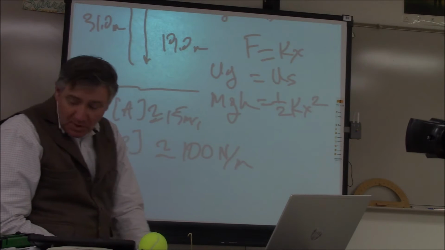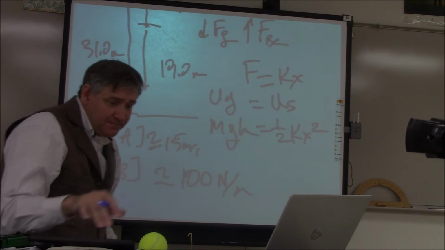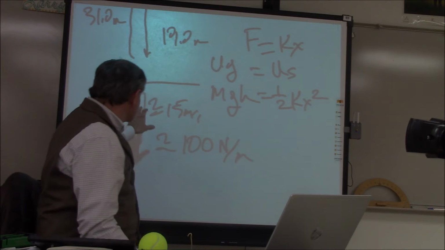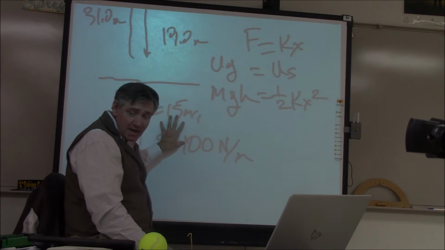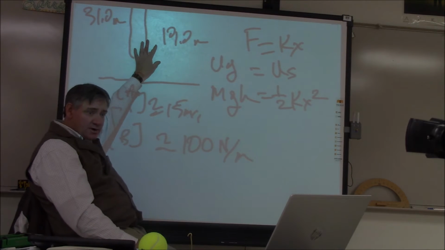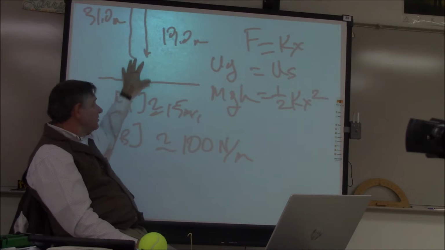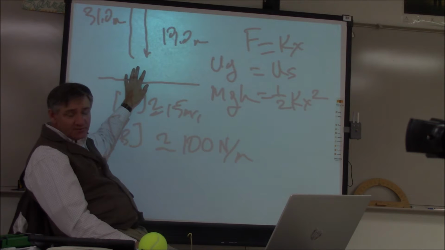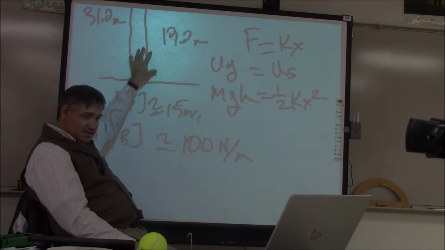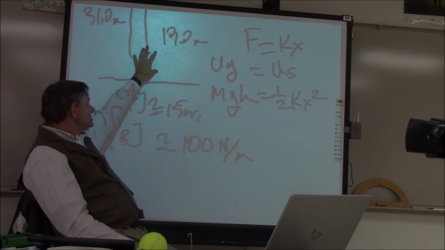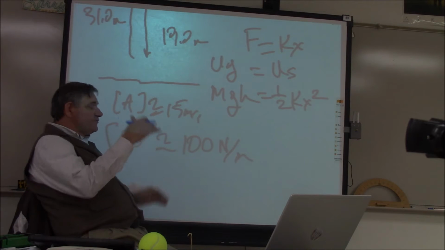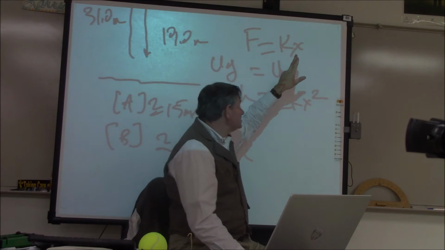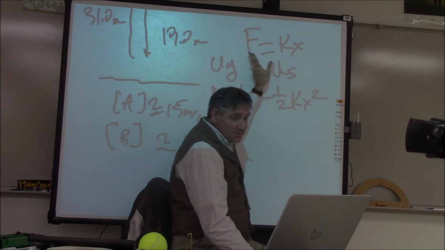Now, we get to see what we just talked about. When that bungee cord begins to stretch, you still have gravity pulling down and you have the bungee cord pulling up. Now, here's the thing. As you fall, the gravitational force is going to remain constant because that's just mg. But as you stretch that cord, the force from the bungee cord is going to get bigger because it's a linear function.